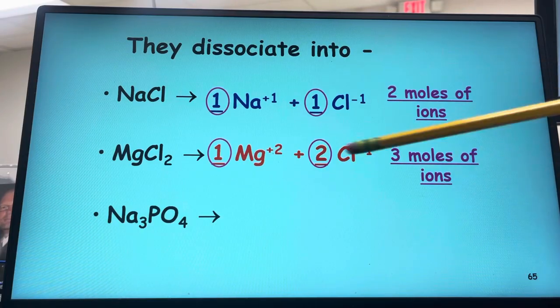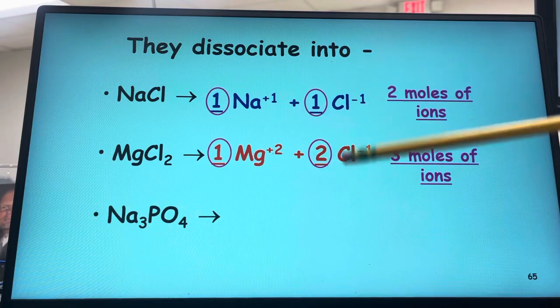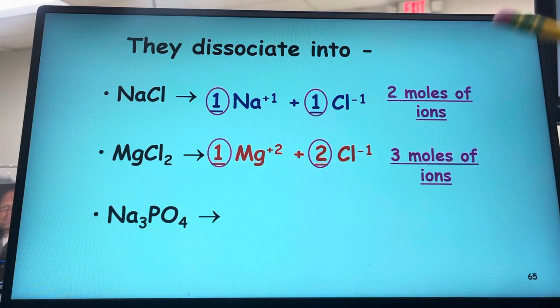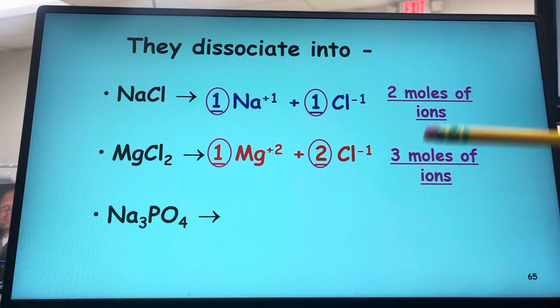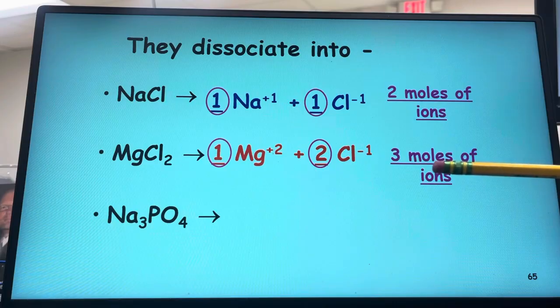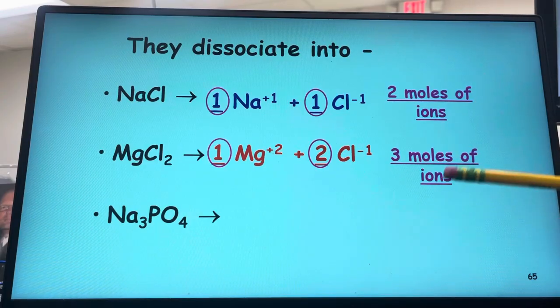See how when they dissociate, they form more ions in the water, more solute, which will affect freezing and boiling point more. That's why salt water freezes at a lower temperature than fresh water.